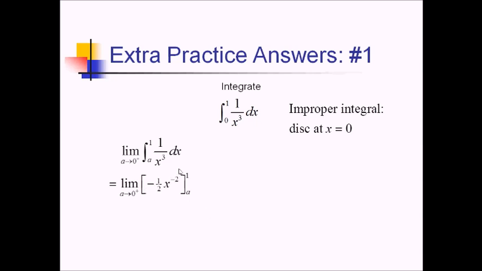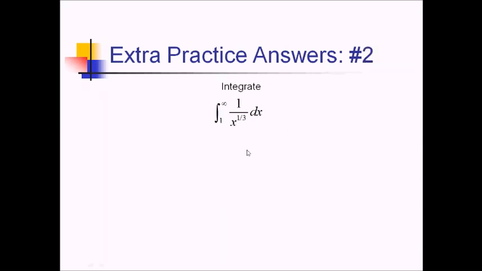And now plugging in 1 and a, I'm actually going to start by factoring out this negative 1 half. And now inside the parentheses, this is essentially 1 over whatever you plug in. So this is going to be 1 over 1 squared minus 1 over a squared. And as I approach 0 for a, I've actually got 0 in the denominator here. So this limit does not exist, which means my integral diverges.